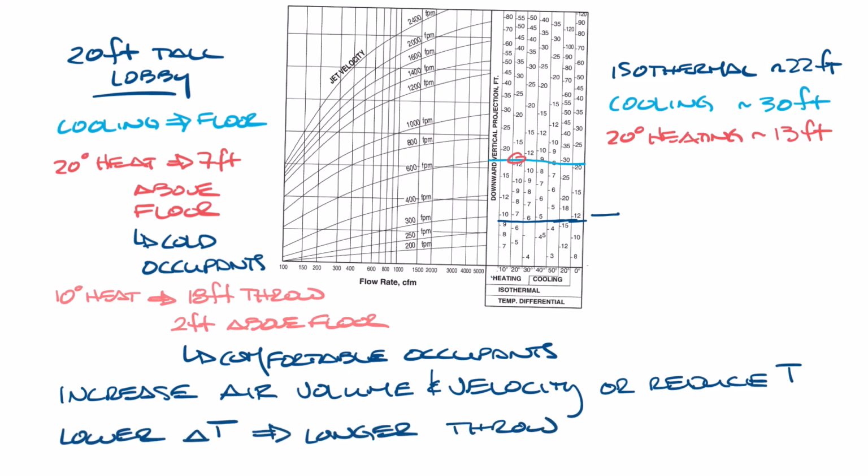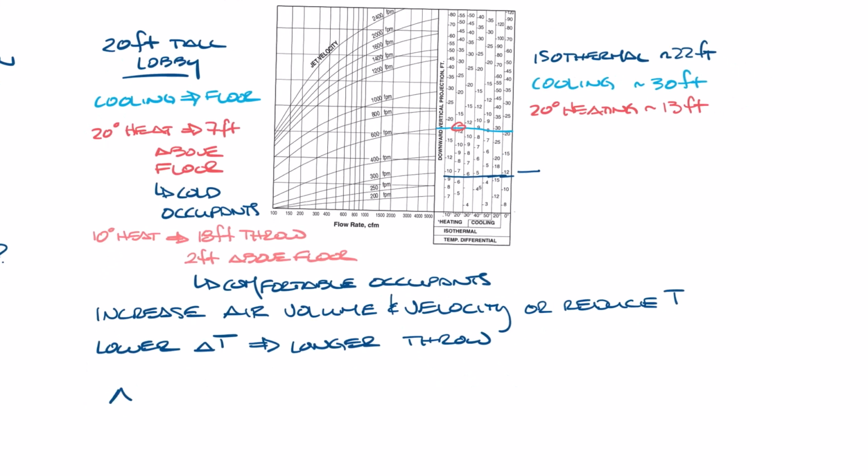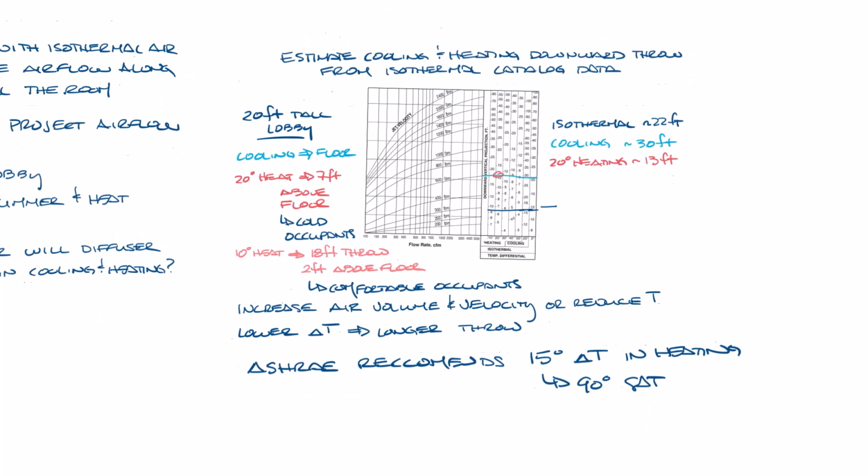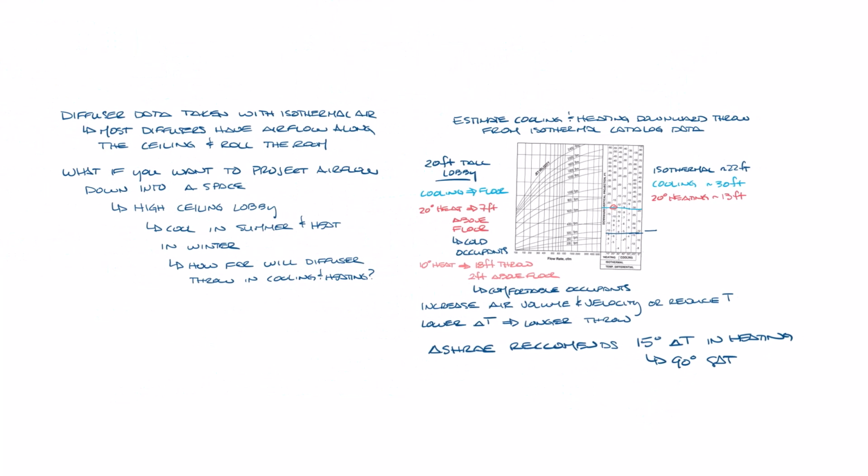If you notice, the higher the delta T, the shorter the throw, so you can see that supplying warmer air to the diffusers does not help you make the space warmer because it's harder to get the heat down into the space. This is why ASHRAE recommends no more than 15-degree delta T for heating, so for a 75-degree space, that's 90-degree supply air temperature. That's the basics of downward projection and how temperature affects throw into a space.